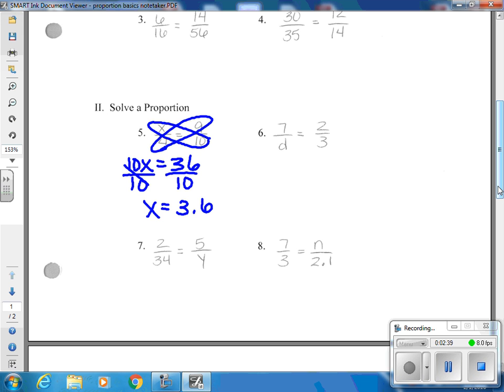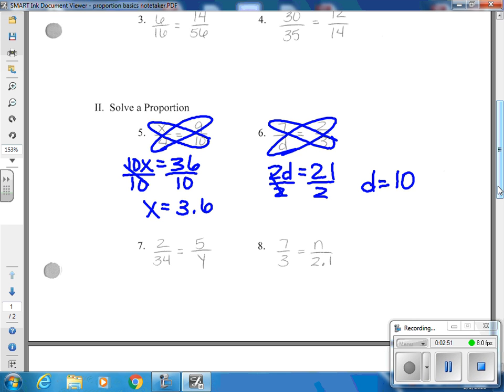Right, for number 6, if we do 2 times d, we get 2d. Go the other way, 7 times 3, you get 21. You're going to divide by 2 on both sides, which means the value of d is going to be 10.5. So make sure that you solve for the variable and show your work, and the work is the equation that you come up with. So try 7 and 8 on your own.